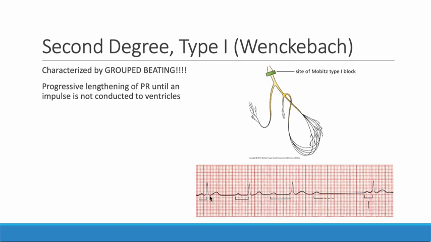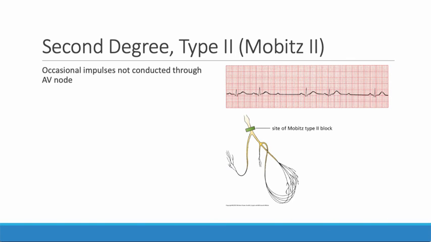By the way, grouped beating is where you look at a strip and you see there's this length of QRSs, the Q to Q is persistent. Then there's a lengthening of the Q to Q. If this happens every 4 beats, you'll see grouped beating of 4 beats, then 4 beats, then 4 beats, separated by this lengthened period of time where there's no QRS in response. So whenever you see grouped beating, you should first think Wenckebach.